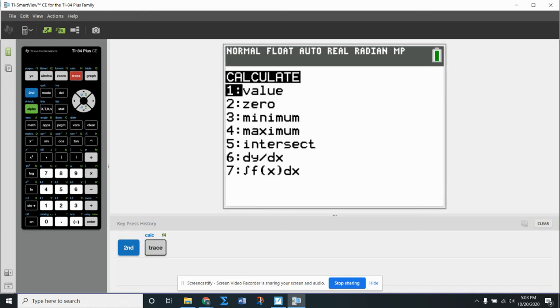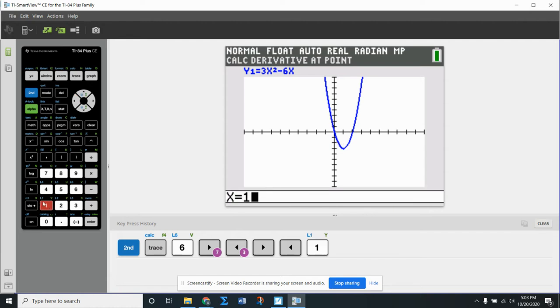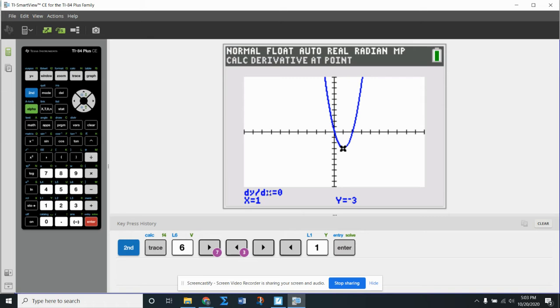And then here you can see right away, number 6 has the derivative formula dy/dx. It's going to find the rate of change at the input value that you tell it to. So if I choose option 6, it'll ask me what the input value is. I can scroll left and right, but scrolling doesn't have any accuracy to it, so I can also just type in the x value that I want. The derivative's value here is 0.